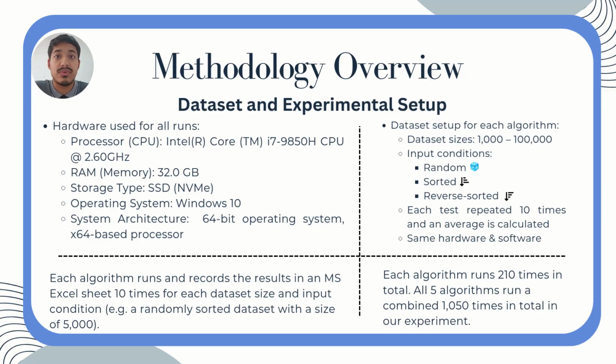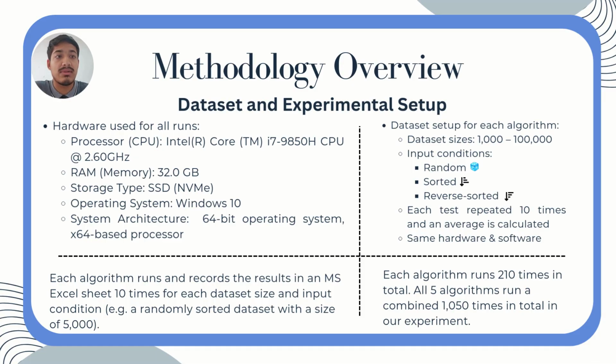The dataset setup for each algorithm: the dataset sizes range from 1,000 to 100,000. The input conditions were randomly sorted data, sorted data, and reverse sorted data. Each test was repeated 10 times and an average was calculated for the purposes of analysis of variance, or ANOVA, which we performed in RStudio. And we used the same hardware and software throughout our project.